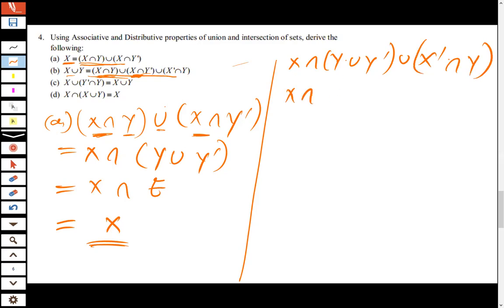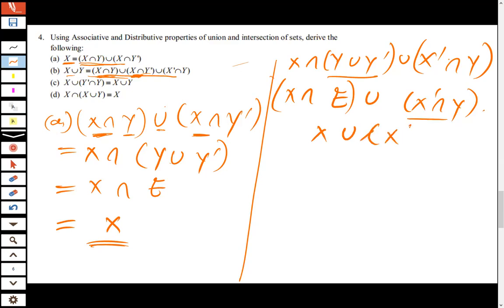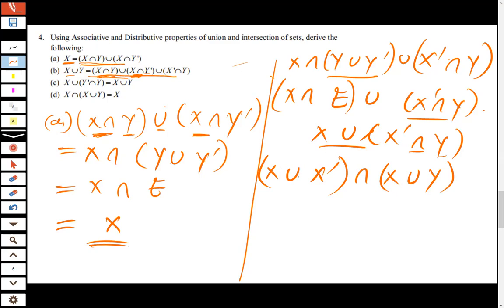So we have X intersection. This part, we found that it's a universal set, and then we say this is union, and then we have X complement intersection Y. From there, X intersection universal set is simply X. Then we remain with this other part, which is X complement intersection Y. So we distribute this using the distributive law, where we say X union X complement in brackets, and the symbol there is intersection, then we say X union Y. So X union X complement gives us the universal set, and we say this is intersection X union Y.